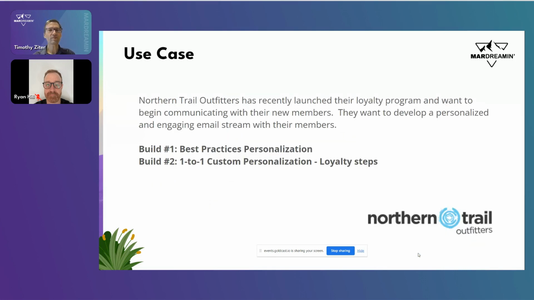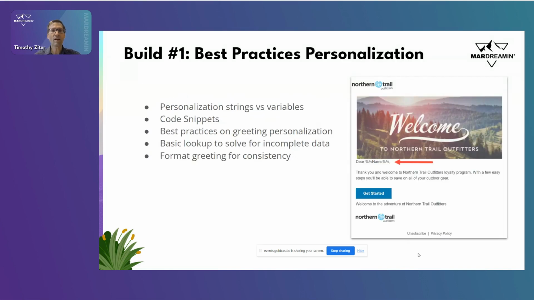Northern Trail Outfitters has recently launched a loyalty program, and they want to begin communicating to their members. They want to develop a personalized and engaging email stream. Our first build is just going through basic practices of personalization. Our second build is going to build off of that, using some more custom personalization to output custom loyalty steps for each of those loyalty members. In our best practices personalization use case, we're going to be looking at personalization strings versus setting an AMPscript variable, setting up that code snippet block, some best practices, and formatting.